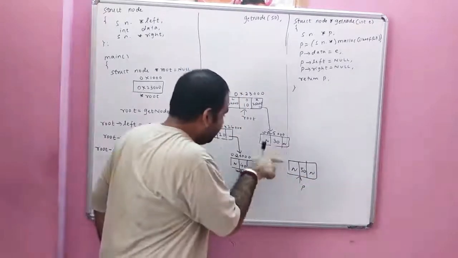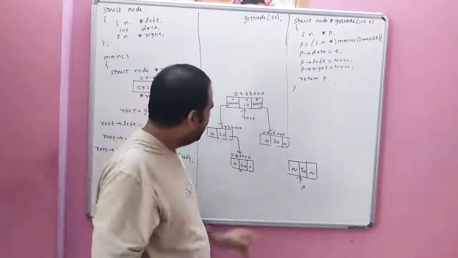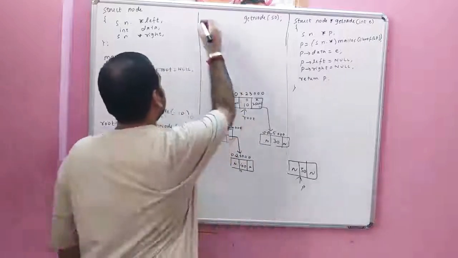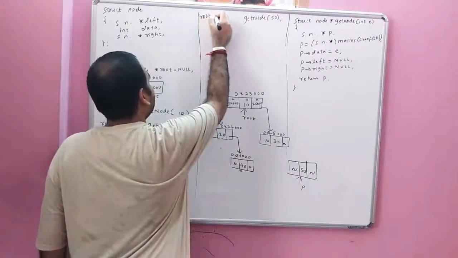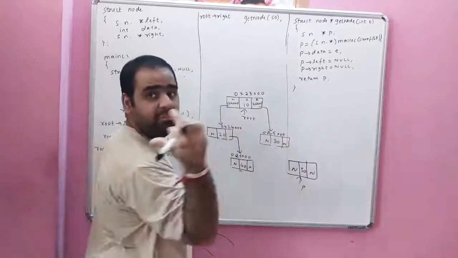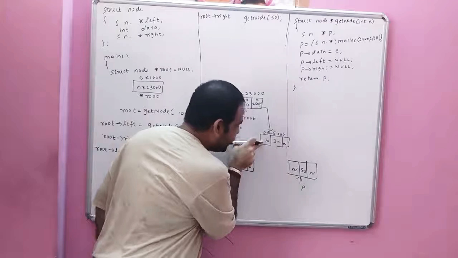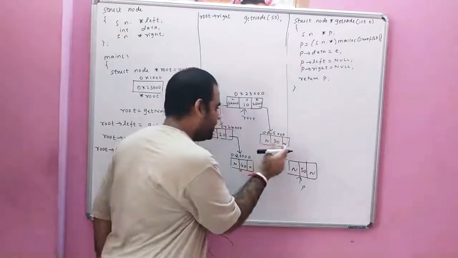Now, I want 50 to be right child of 30. Can I get 30 directly over here? No. I have to say root arrow right. Now when I say root arrow right, this complete node will be taken, and in this complete node, am I interested in left pointer or data or right pointer?